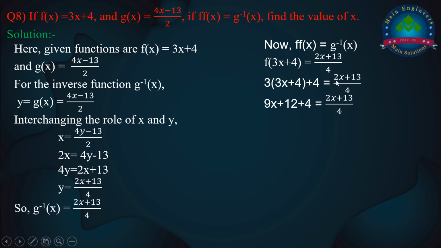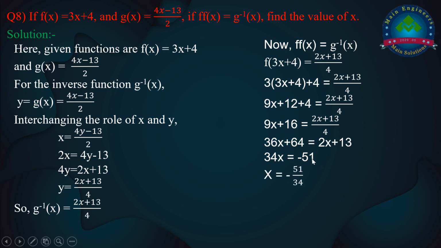So here cross multiply, not cross multiply, just solve for one term more. So 9x plus 12 plus 4 is equal to (2x plus 13) by 4. Then 9x plus 16 is equal to (2x plus 13) by 4. Then cross multiply. So 36x plus 64 is equal to 2x plus 13. Then 34x is equal to, as we subtract, 36 minus 2 is equal to 34x is equal to minus 51. So x is equal to minus 51 by 34, and x is equal to minus 3 by 2.